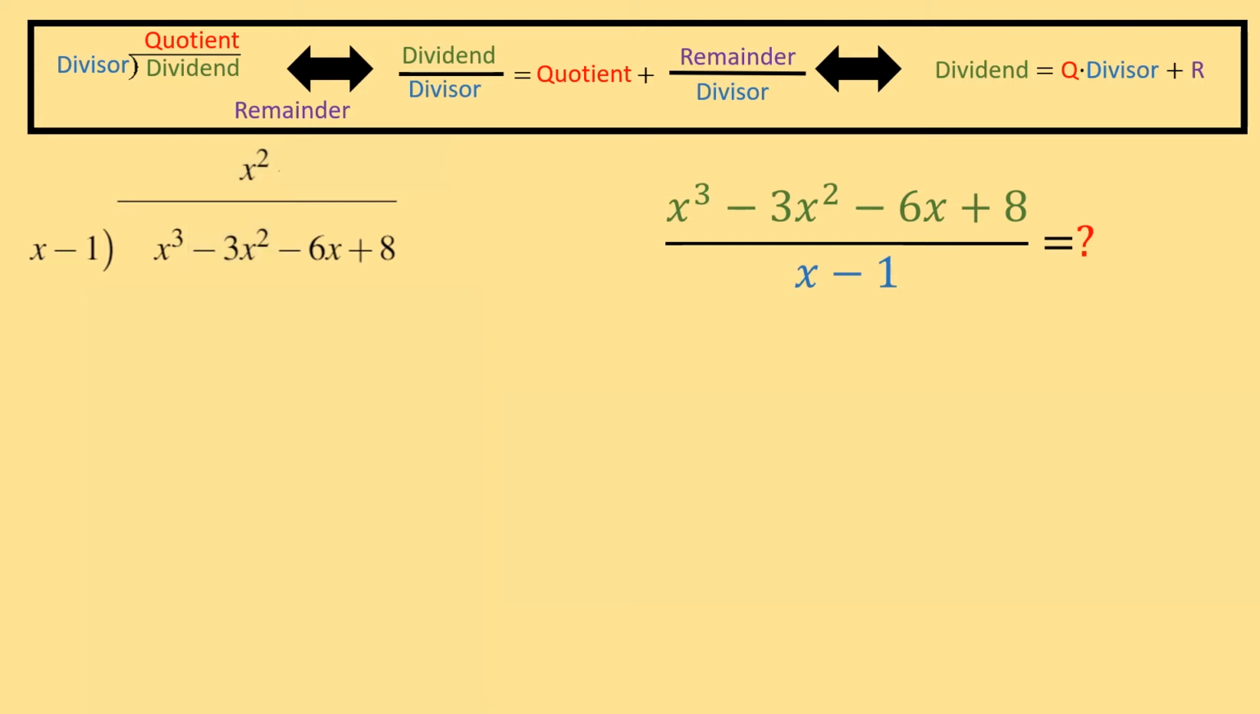Next, we're going to take that value we got in our quotient and multiply it by our divisor and line it up underneath our dividend. In other words, we're going to take x squared, multiply it by x, and get x to the third power, and we'll put that below x to the third power within our dividend. Then I'm going to take x squared and also multiply it by the negative 1. And I'm going to get negative x squared, and I'm going to put that below negative 3x squared.